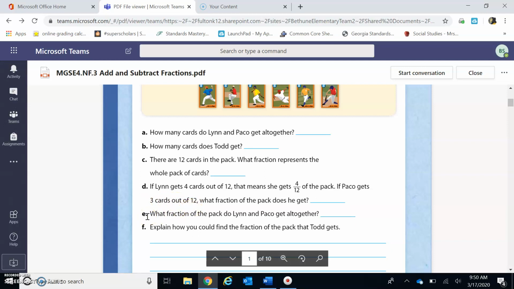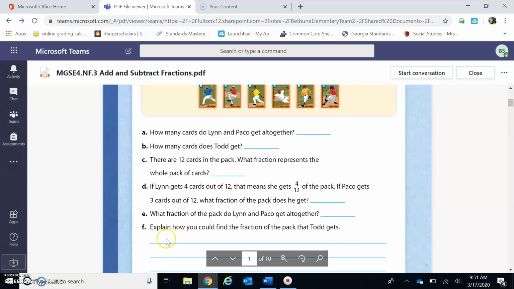Now, let's look at E. It says, what fraction of the pack do Lynn and Paco get all together? So, we know that Lynn gets 4/12. Paco gets 3/12. So, 3 plus 4 is equal to 7. And remember what I told you about the denominators. We just want to keep it and slide it on over. So that means that Lynn and Paco would get all together 7/12 of the baseball cards.